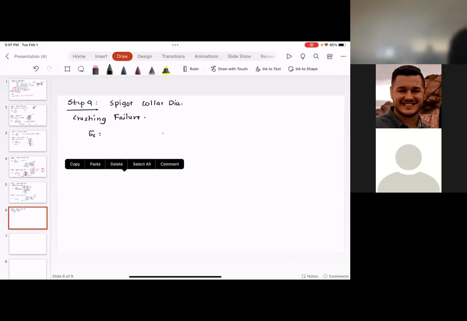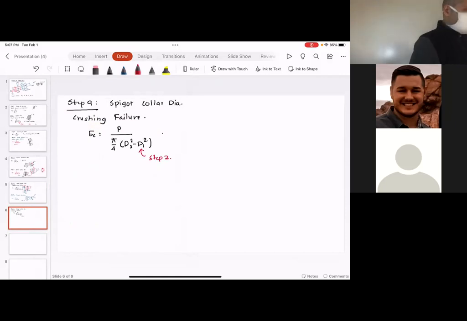is equal to P divided by pi by 4 (d2 square minus d1 square), where d1 square we already found from step 2. And from here, you can find out the value of d2.